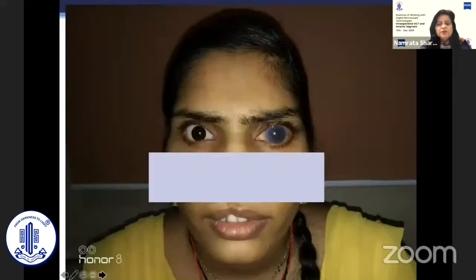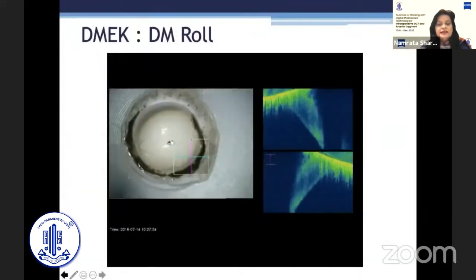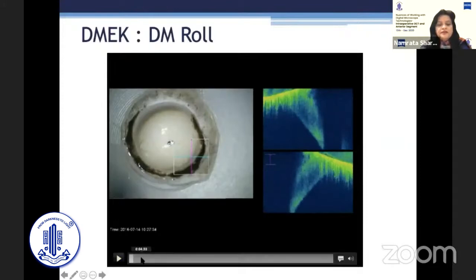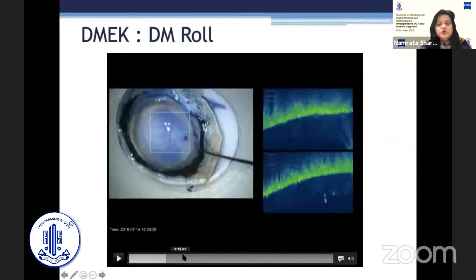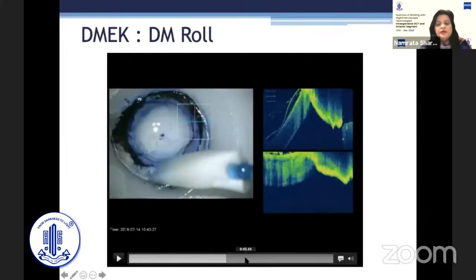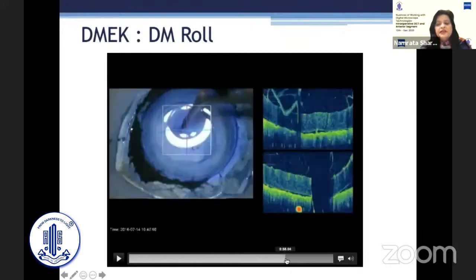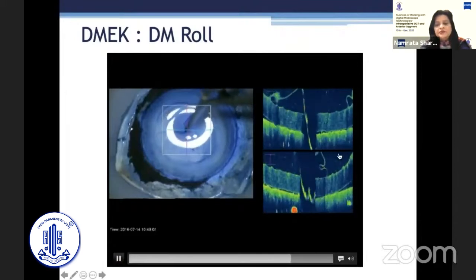Now, this was a case of pseudophakic bullous keratopathy in which we did a DSEK graft. And this is again a DMEK, very useful, although you don't need to make a DMEK roll under the intraoperative microscope, because you can see it with a trypan blue dye. Trephinate the cornea and fashion a Descemet's membrane roll.